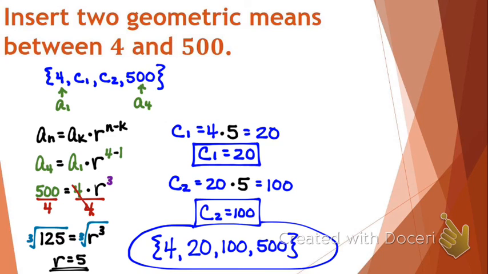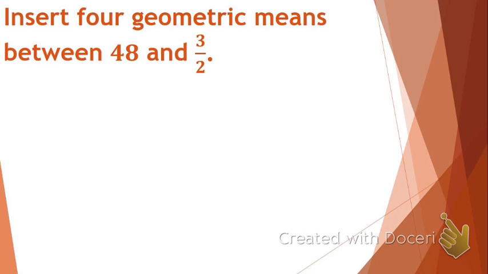Let's do one final problem and we'll call it a day. We're going to insert geometric means again. We're going to insert 4 geometric means. 48 is my first term. If I'm inserting 4 geometric means, 3 over 2 is which term? The 6th. Go ahead and find r.